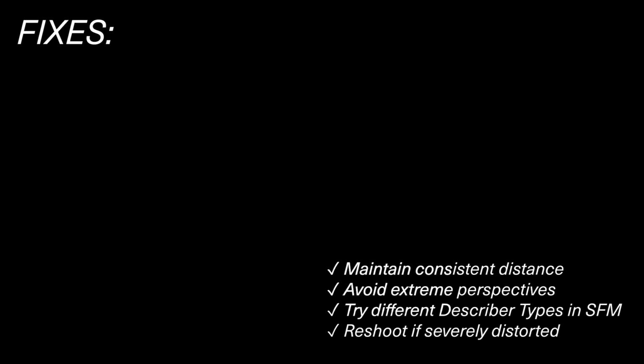If the model is stretched, warped, or the wrong proportions, this may be because you had inconsistent camera distance, or you were shooting from extreme angles or perspectives. Maybe the object was moving around. So, again, you might have to reshoot, maintain a consistent distance, and avoid extreme angles or real close-ups. In structure from motion settings, try different describer types. For architectural work, use known camera intrinsics if you know your lens specs.